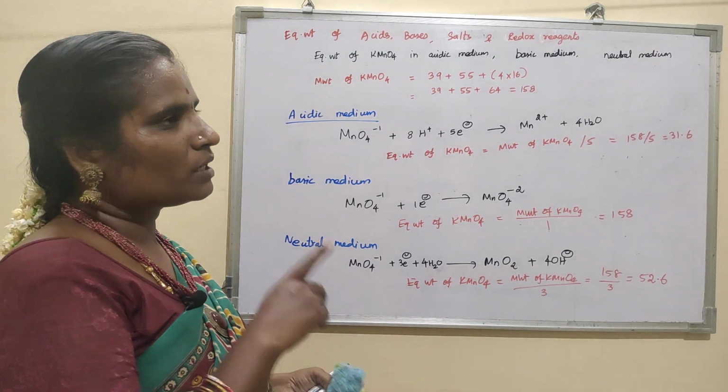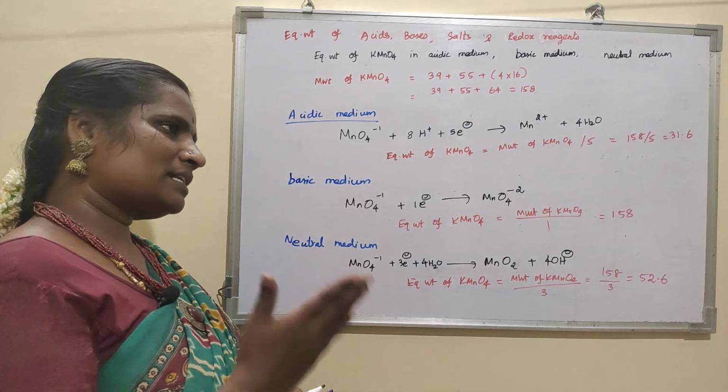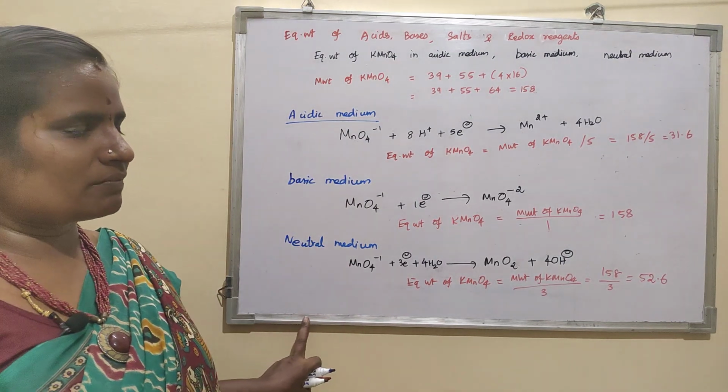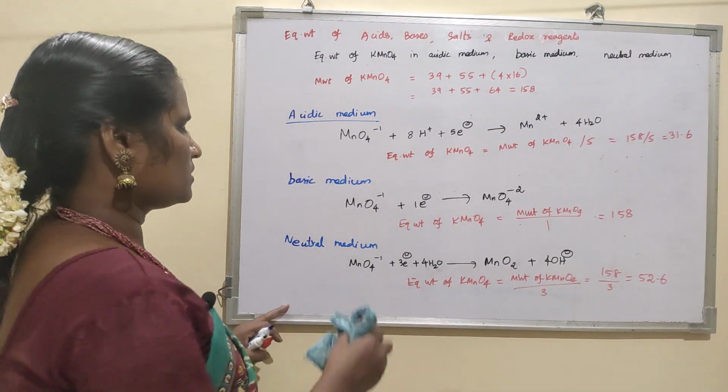In the previous video we calculated molecular weight for acids and bases, and equivalent weight for acids, bases, salts. Now for the oxidizing agent. Now we know what is molecular weight, equivalent weight, moles. Now we are going to the gram equivalents.